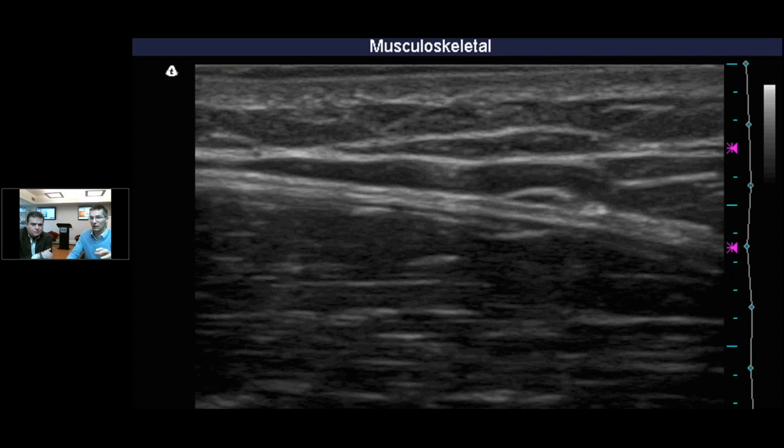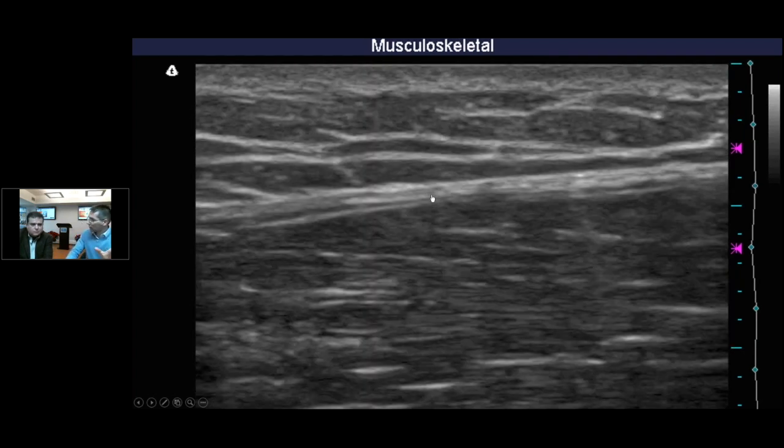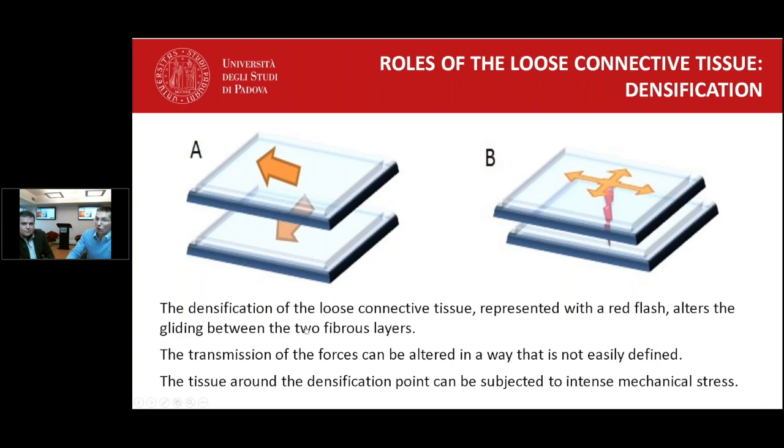So this is an ultrasound that can show you the 3 layers of the deep fascia. 1, 2, and 3, okay, at the level of the thigh. The video is not working, but there are links. This was an example of how, for example, in a patient with sciatic pain on one side, isometric contraction will generate a nice sliding between the 3 layers, while on the other side, it will not generate it.